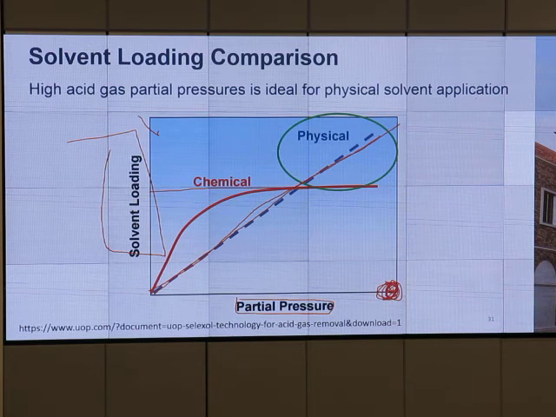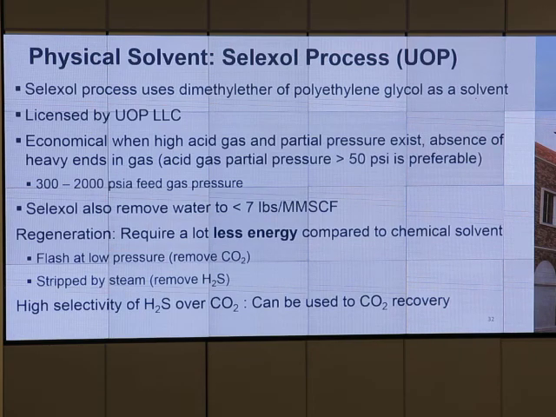So this is a slide from UOP. This is just to tell you it works differently. They didn't tell us everything. They just tell to the point where they can sell their product, I think. Selexol Process, licensed by UOP. So if you want to use this, you have to pay a license fee. In Arnold Stewart's book, it even discusses the benefit and advantage of the process that has license and no license. So when we have license, you have to consider the license fee.